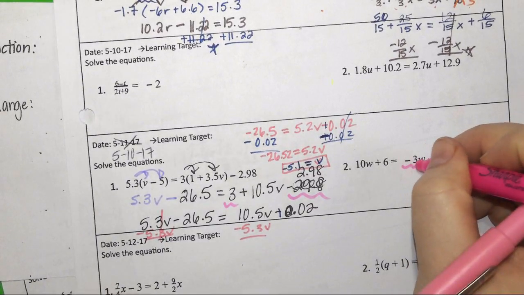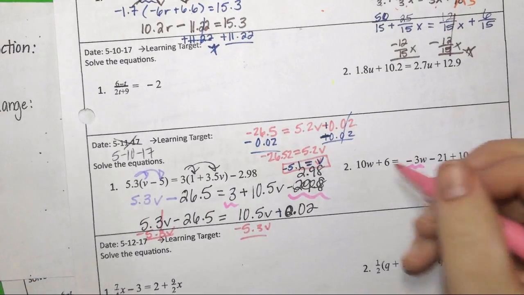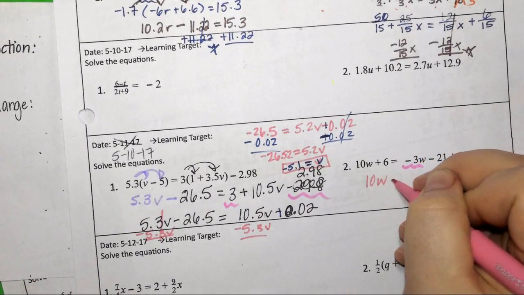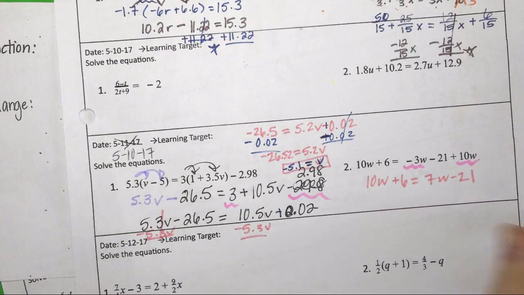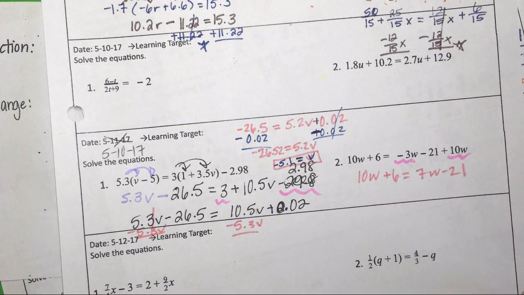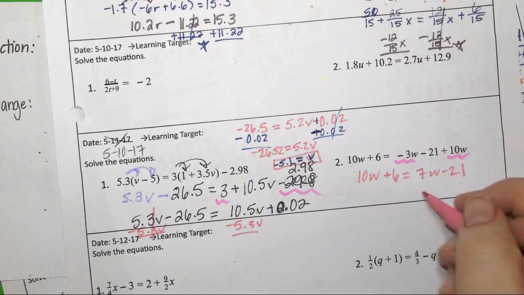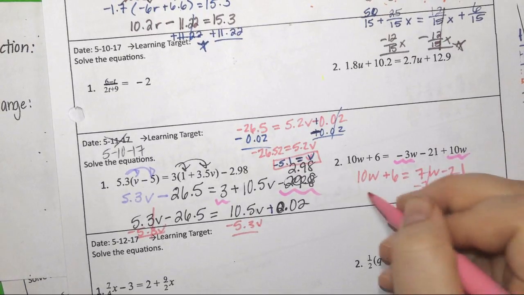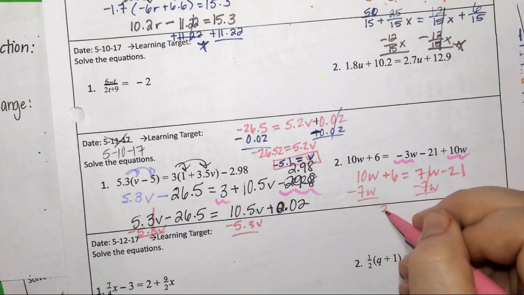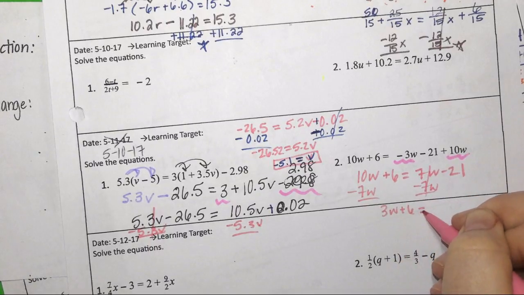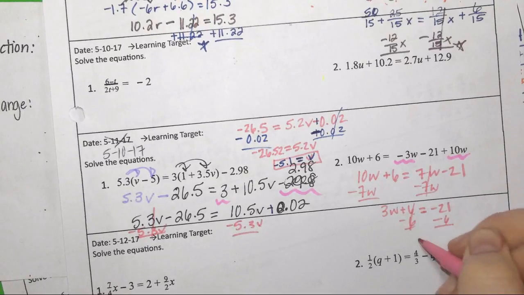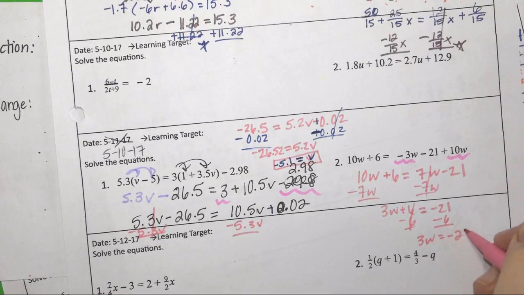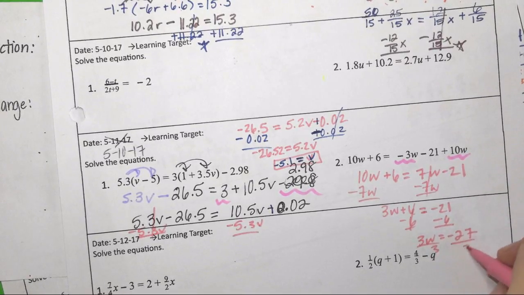On the right one, let's do it fast. If I combine like terms, I'll have 10w plus 6 equals 7w minus 21. Wait, why didn't you combine the others then? Because they're not on the same side. If I subtract 7w, I get 3w. I'll have 3w plus 6 equals negative 21. So if I subtract 6, I'll have 3w equals negative 27. I divide by 3. I get w equals negative 9.